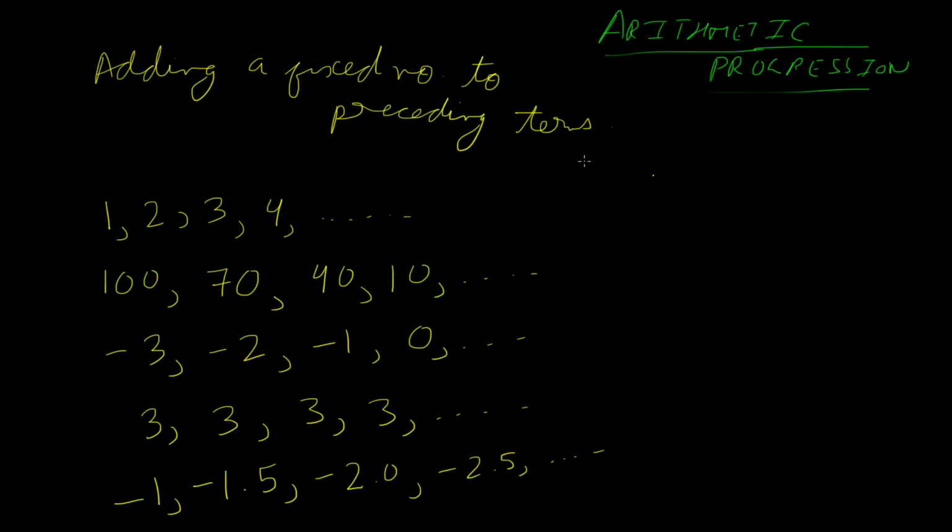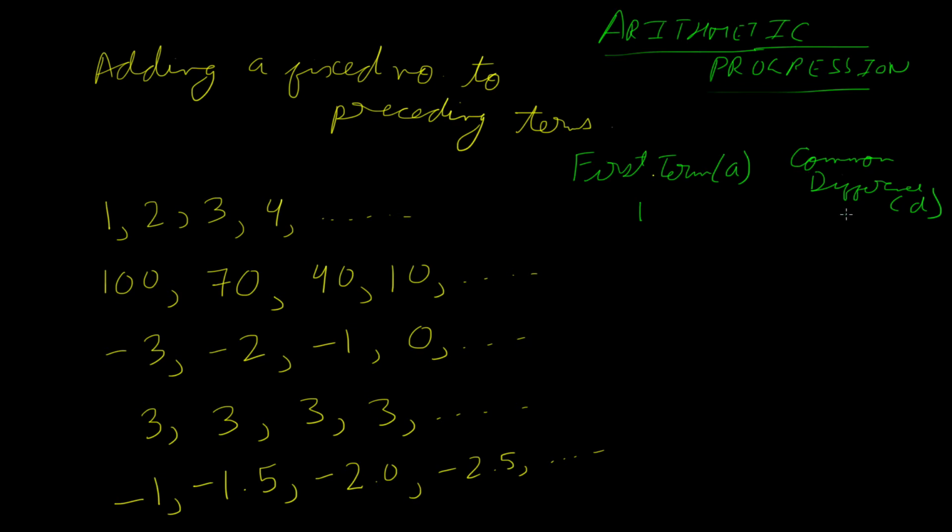So let us introduce some terminology here. The first term, let us denote it by a, and the common difference as d. So let us try to fill these values for every example. So in here we have the first term as 1, and the common difference is 1. So every number is being increased by 1. 1 plus 1, 2, 2 plus 1, 3, 3 plus 1, 4.